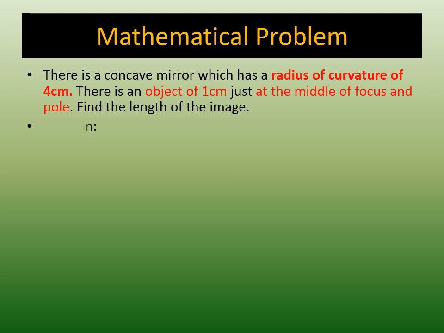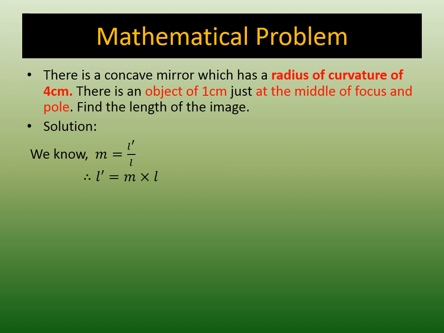Let's go with the solution. This is the solution. Find the length of the image. That means you have to determine the length of the image. We know the equation for the length of the image. M is equal to L prime by L. As M is the magnification, L prime is the length of the image, and L is the length of the object.